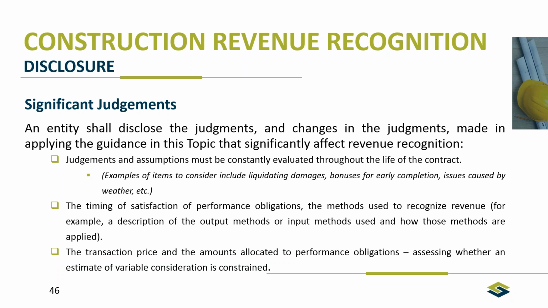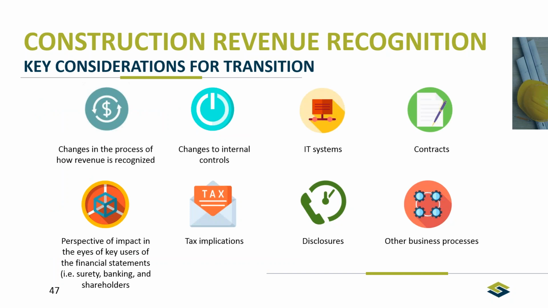We're also going to have to talk about the timing of the satisfaction of the performance obligations, the methods that we use to recognize revenue, and there are going to be required disclosures relating to the transaction price and the amounts allocated to the performance obligations. So there are going to be a significant amount of disclosures involved, and we are going to have to talk about a lot of things in the statements that weren't necessarily required before. So that is going to be a significant change, I think, to some of our contractors.